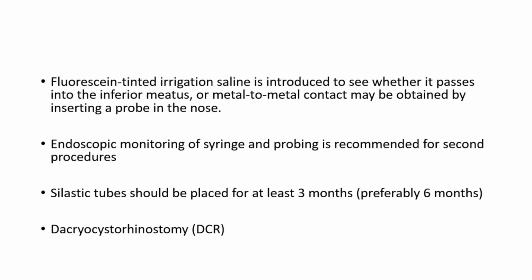Fluorescein-tinted irrigation saline is introduced to see whether it passes into the inferior meatus, or metal-to-metal contact may be obtained by inserting a probe in the nose. Endoscopic monitoring of syringing and probing is recommended for second procedures. Silastic tubes should be placed for at least 3 months, preferably 6 months.